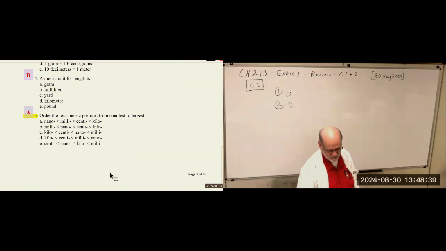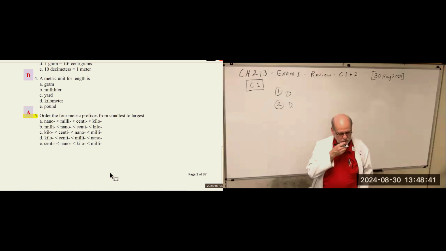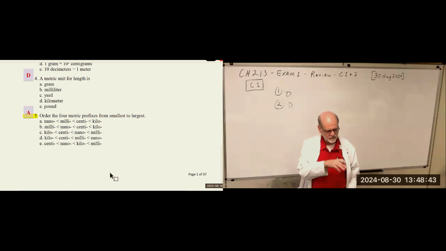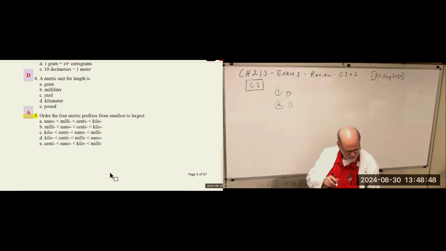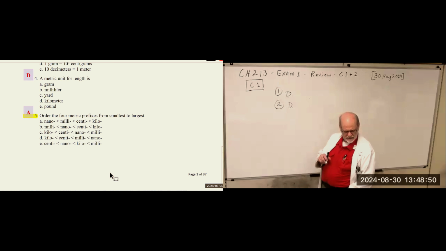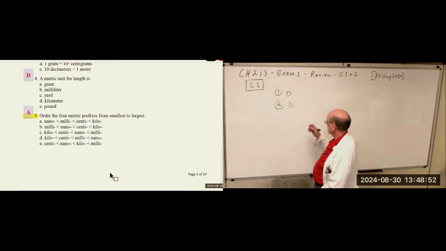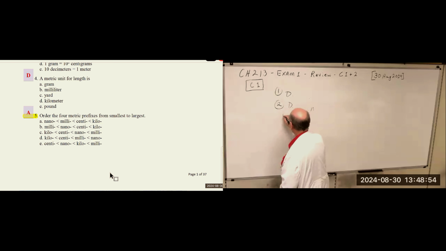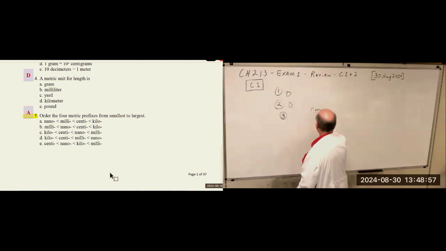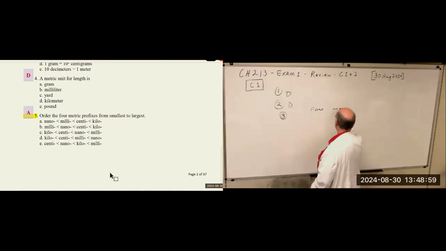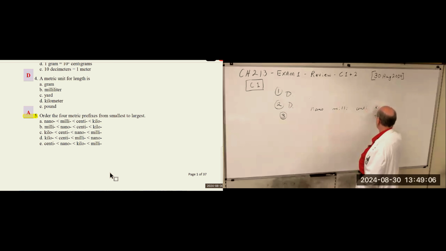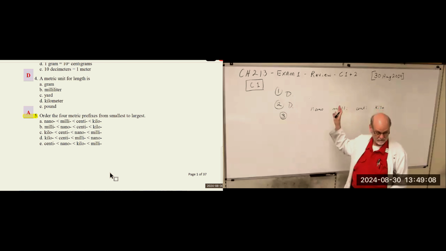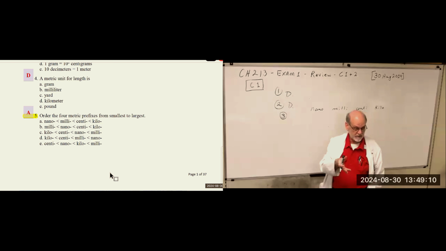All right, skip a few. The 4 metric prefixes, order them from smallest to largest. So it looks like we got the same ones in each one. If we pull them out: nano, milli, centi, and kilo. This is number 3. Nano, milli, kilo, centi. Centi and kilo. Now, there are a lot more than that. These are just the ones that are given in this particular question.